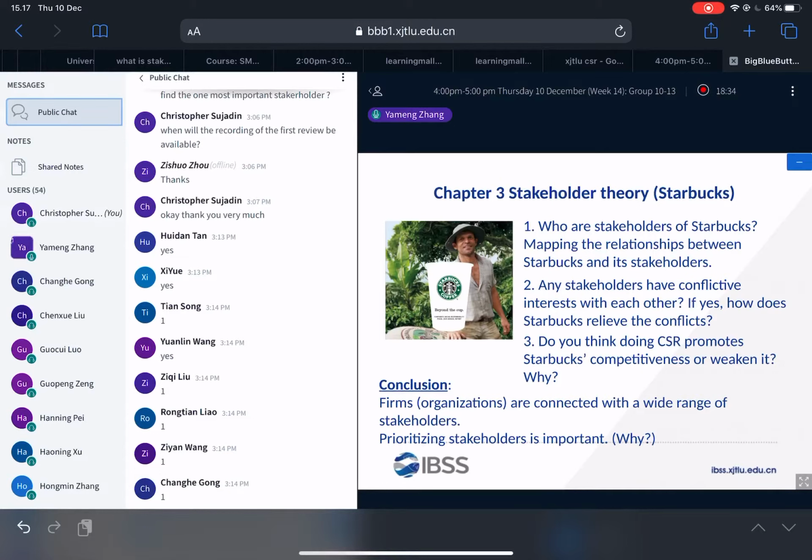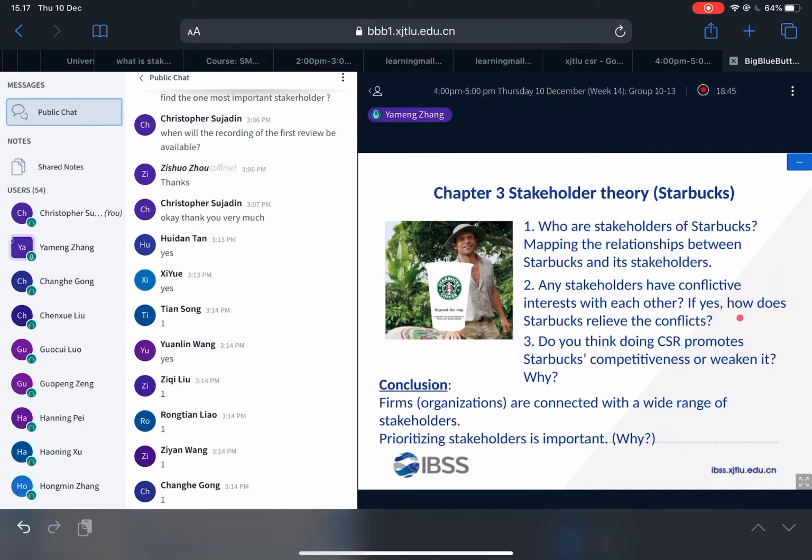And in chapter 3, we move to the perspective of stakeholders. Okay, so now we introduce stakeholder theory and discuss the case of Starbucks by asking these 3 questions. Okay, I noticed some students are typing here. So if you have a question, just leave the question here. I will reply later on.